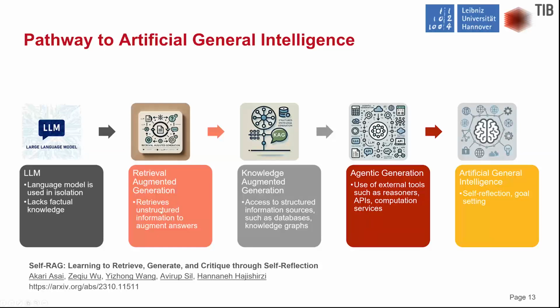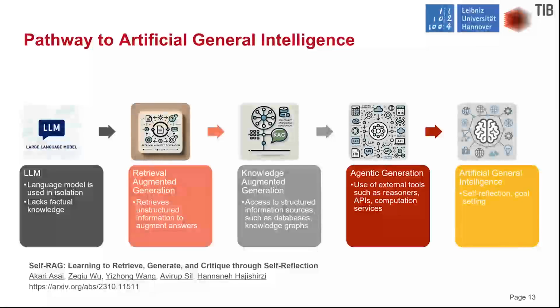So retrieval augmented generation uses documents, unstructured sources. The next step would then be to use more structured information sources such as databases or knowledge graphs for answering questions. And another step, which we also currently see in the development, is then agentic generation. And I think this will be a big step forward, when language models, generative AI, are then using external tools such as reasoners, APIs, computation services, and finally, this might lead to artificial general intelligence, where you have then also self-reflection, goal setting.